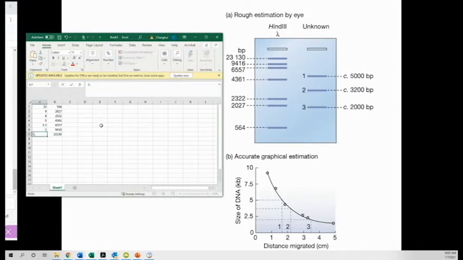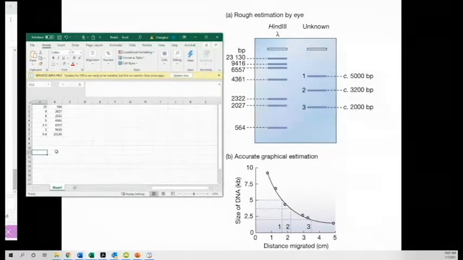All right, let's say this is the distance. The unit is arbitrary. You can use the centimeter, you can use the inch, anything, as long as you are consistent. And then for these three fragments, you measure the distance they travel. Number 3, let's say it travels 10 centimeters.